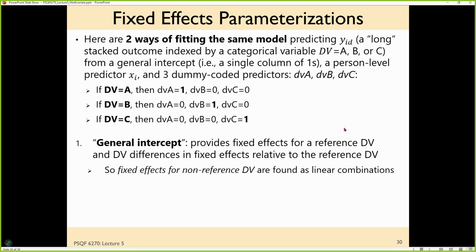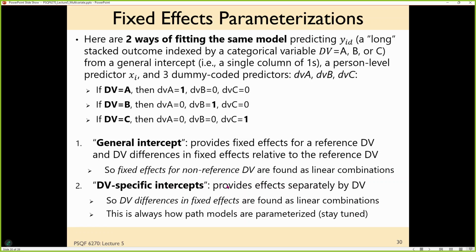A general intercept parameterization would make one of these outcomes the reference, kind of like a nominal model in that same regard, and then we have differences to get from the reference outcome to the others. So then any fixed effects for the non-reference outcomes, DV stands for dependent variable, by the way. I had to come up with some shortening here to make it fit. DV is dependent variable, meaning outcome. The differences would be found as linear combinations for any non-reference DV.